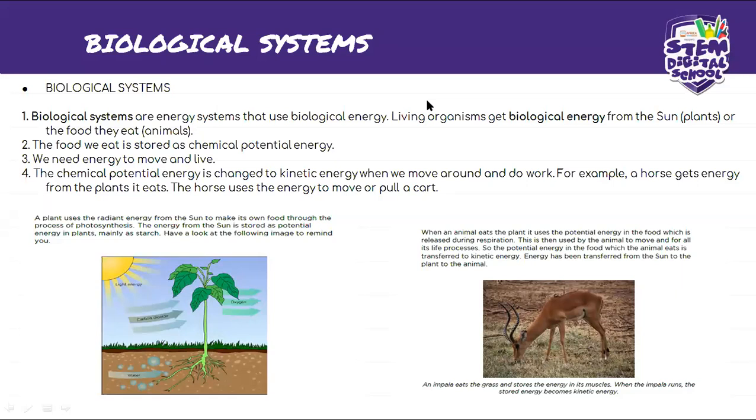All right. So let's go on. Then let's look at the impala. When an animal eats the plant, it uses the potential energy in the food which is released during respiration. This is then used by the animal to move and for all its life processes. So the potential energy in the food which the animal eats is transferred toward the kinetic energy. Energy has been what? Transferred from the sun to the plant to the animal. So we are seeing an impala eats the grass and stores the energy in the muscles. When the impala runs, the stored energy becomes kinetic energy.